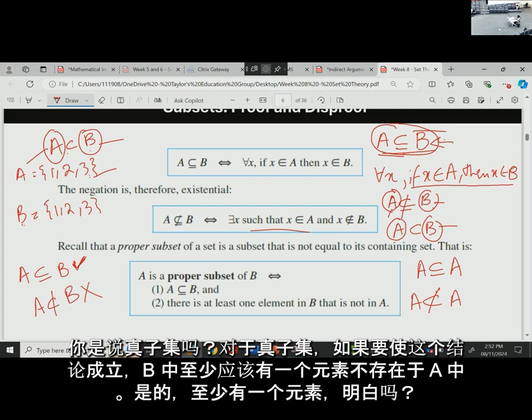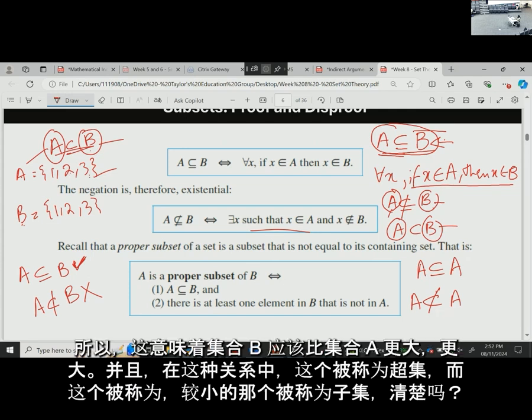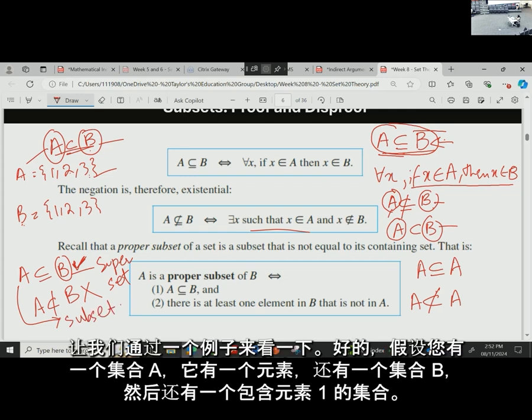For proper subset, for this to be true, there should be at least one more element in B that is not present in A. Yeah, at least one more element. Okay, so it means the set B should be bigger as compared to set A. And in this relationship, this one is known as superset, and the smaller one is known as subset. Clear? Okay.